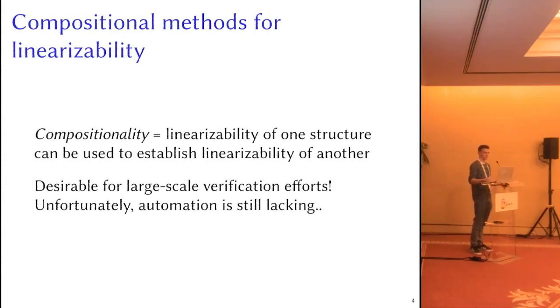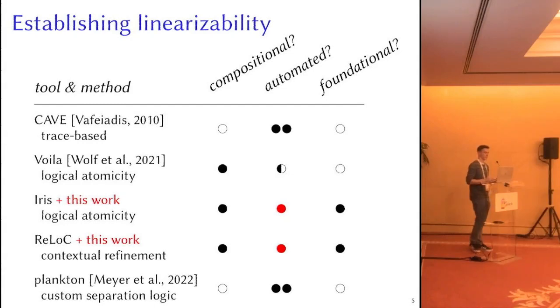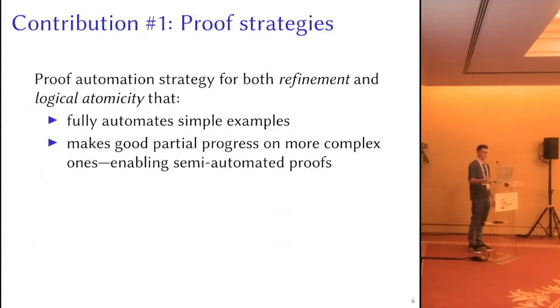What we do is we take two of these existing approaches of establishing linearizability and add automation to these systems. So we take the Iris concurrent separation logic notion of logical atomicity and build automation for that, and the same we do for the ReLog system for contextual refinement. So that's the first contribution of this work. We provide proof automation strategies for contextual refinement and logical atomicity that can fully automate some simple examples, and for the more complicated examples, the automation makes good partial progress.